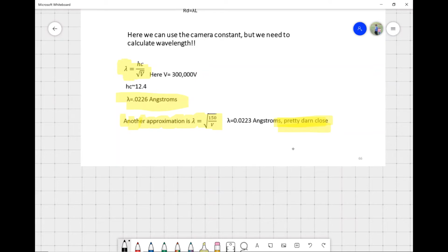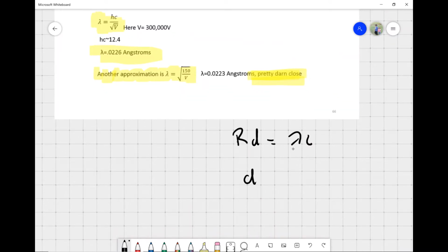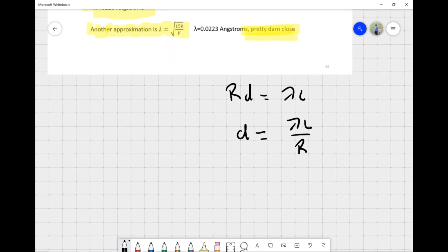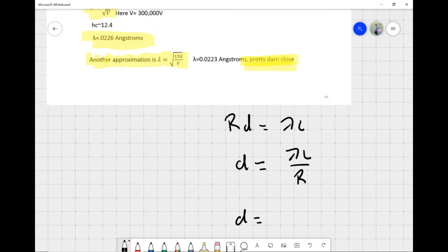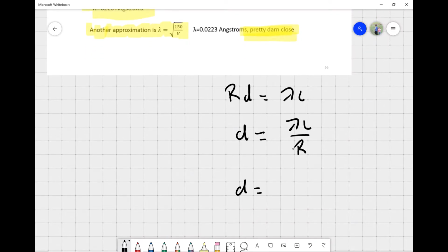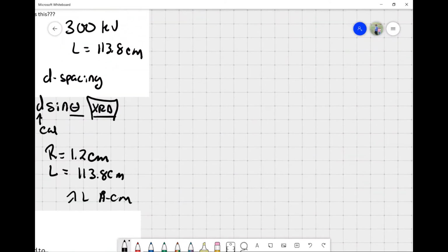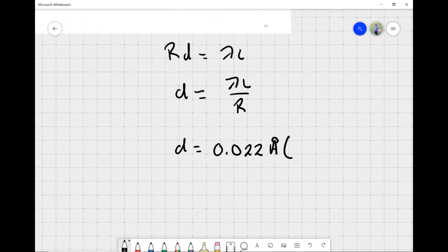And so RD equals lambda L, and so D equals lambda L over R. D is going to equal, I'm not going to use that last significant figure, I'm just going to reduce it to 0.022 angstroms times 113.8 centimeters.